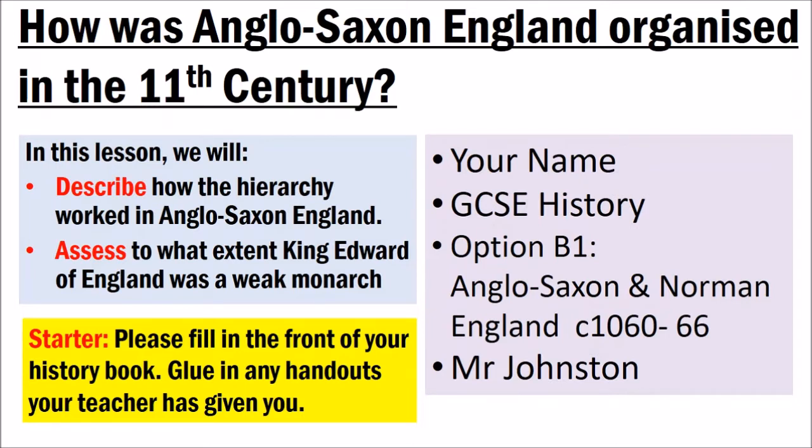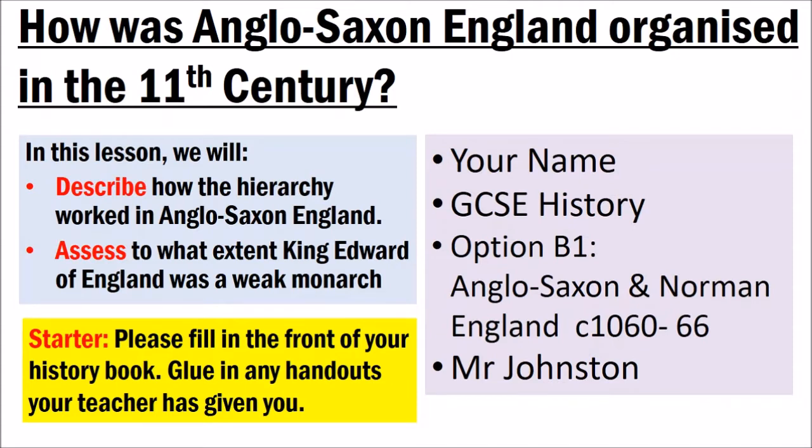So we're going to begin by introducing ourselves to the course that you are studying, Anglo-Saxon and Norman England. We're going to be looking at what England was like back then, who was at the top, who was at the bottom, and then we'll be looking at our King Edward, sometimes known as Edward the Confessor, and to what extent he was a weak king. Okay, now when you've filled out the front of your book, be sure to write down the title in your book. How was Anglo-Saxon England organised? And make sure that you underline your title, just like I have.